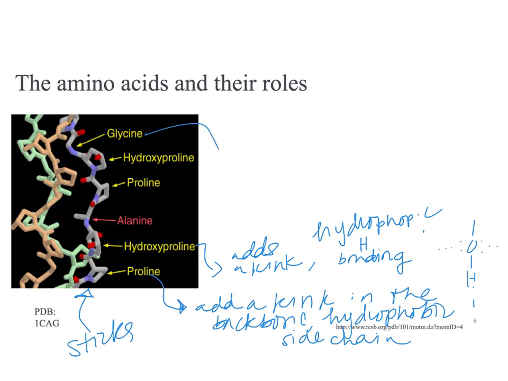Okay, I'm going to combine alanine and glycine. Glycine is actually a little bit more important than alanine because it is so small. Its side chain is just a hydrogen, and alanine is the second smallest one with the methyl group. So the small side chains alleviate.